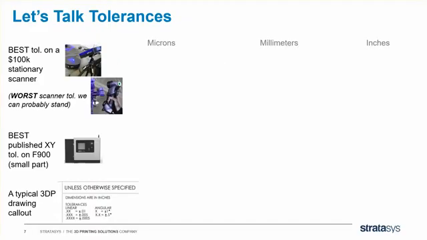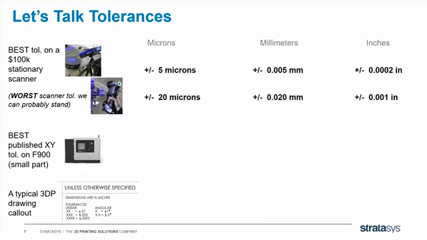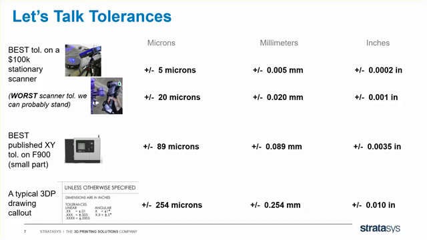One more set of numbers before I show you the features live. Before getting into scanners, I used to think in inches, but now I think in microns. So the best possible scanner under the ideal conditions for a small part, maybe plus or minus 5 microns error on a part. The worst possible scanner we can probably stand is plus or minus 20 because the error compounds in the final print. On our best printer, the tightest tolerance on a small part is perhaps plus or minus 89 microns. And if a dimension is not specified, a typical 3D printed part drawing callout, you're looking at maybe plus or minus 254 microns.